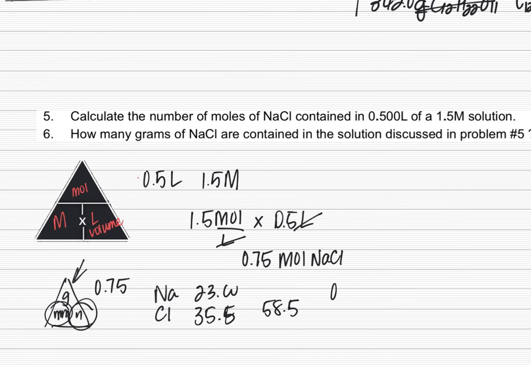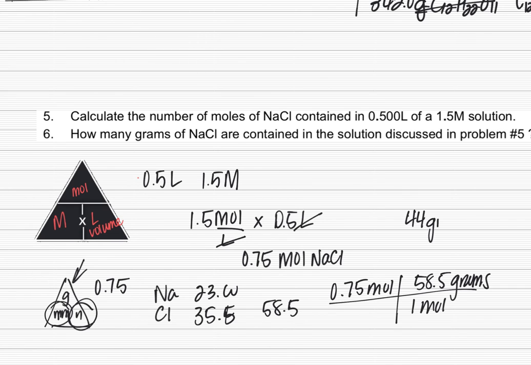So we have 0.75 moles. And we know in 1 mole, we have 58.5 grams. And if we multiply those across, we're going to have approximately 44 grams of sodium chloride. So we have number 5, our moles. And if we were to take that in grams, it would be roughly 44 grams of sodium chloride.